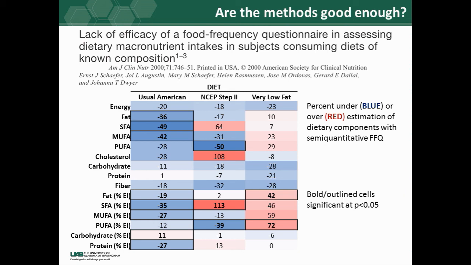And so in this case, you see that there are a lot of times where the nutrients that are being estimated by this food frequency questionnaire are off from the true values that are known by the researchers. And it can be a little bit problematic as well. If everything was blue, you would say everybody's just underreporting and maybe you could do a correction factor. But here, for instance, the saturated fatty acids in the National Cholesterol Education Program was overestimated by 113%.